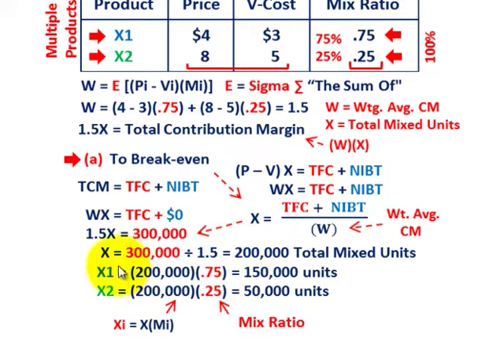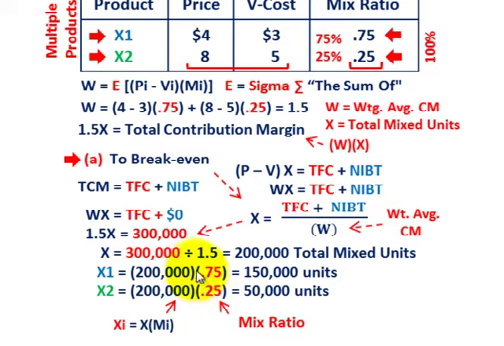So for product X1, we're going to allocate 150,000 units. And then for X2, we take that total mix amount, 200,000, times its ratio of 0.25 or 25%. So we allocate 50,000 units to product X2. Okay, so that's our break-even point. We've got to sell at least 150,000 of X1 and 50,000 of X2 in order to break even.